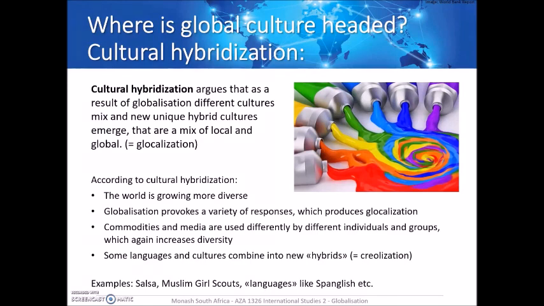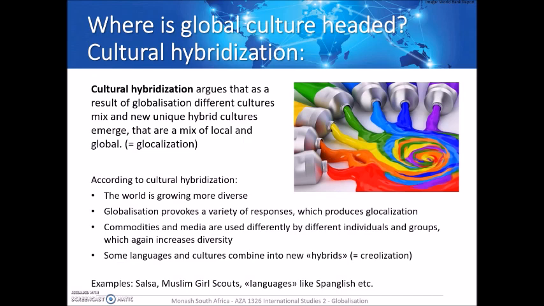It also argues that commodities and media are used very differently by different individuals and groups, which again increases diversity. So my Facebook might mostly have social rights movement articles on it, which means that I'm very much influenced by those kind of things. You might mostly be following, I don't know, music groups, so you have more of an influence by that, right? And although we're living in the same country and spending time in the same areas, we might be influenced very differently by globalized influences, right? Which, according to this theory, sort of affects our culture individually.